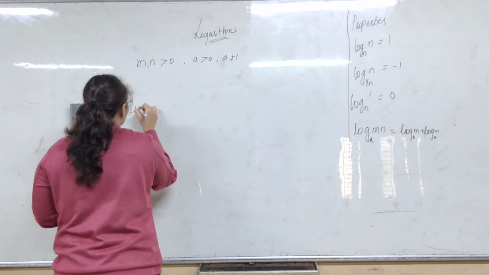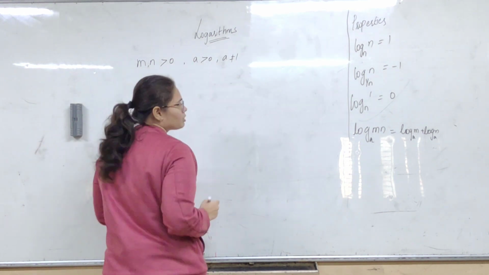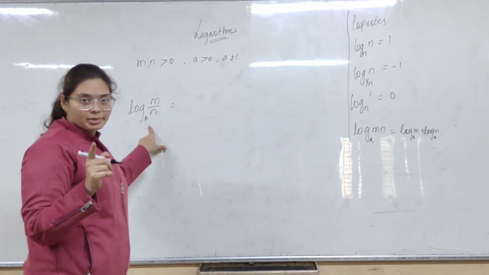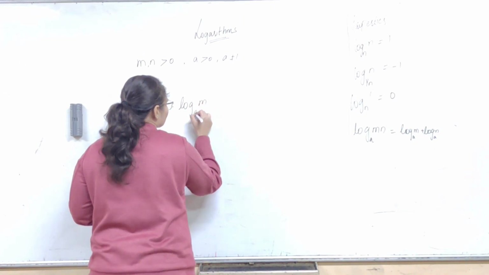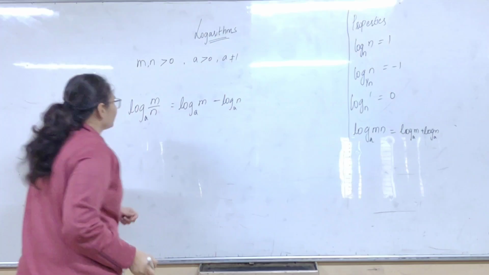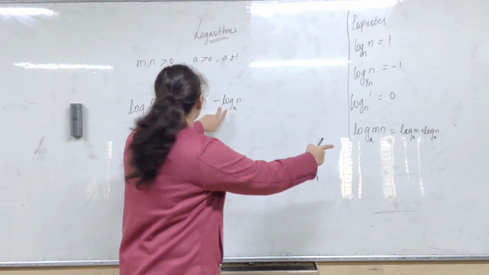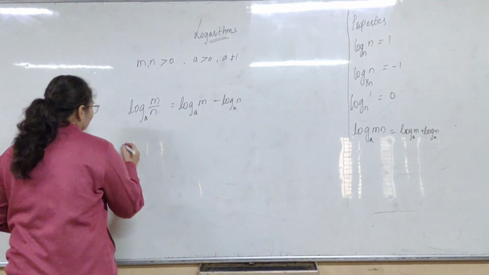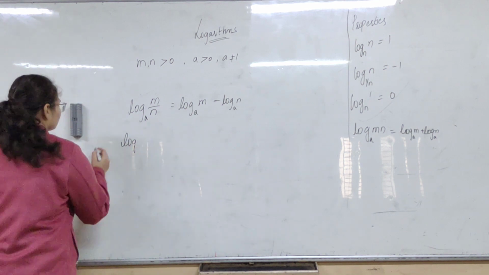What is the next? Log m by n to the base a, we should never forget the base, is equal to log m to the base a minus log n to the base a. If it is multiplication, m into n, then we have plus. If it is m by n, then minus. So let's take an example.